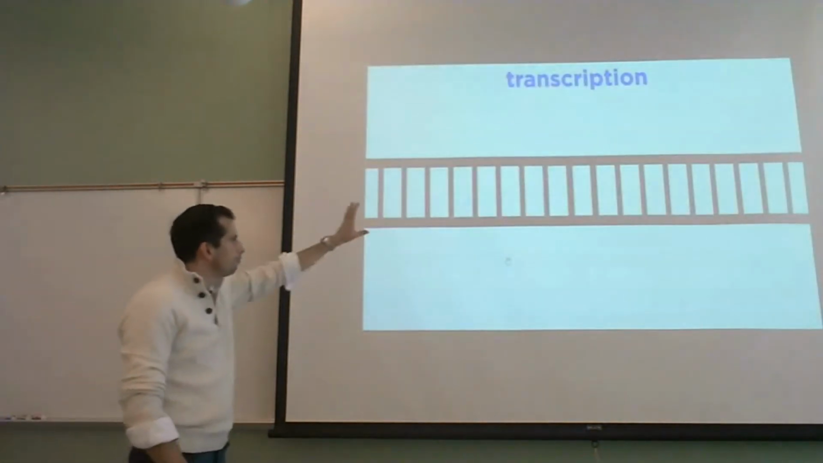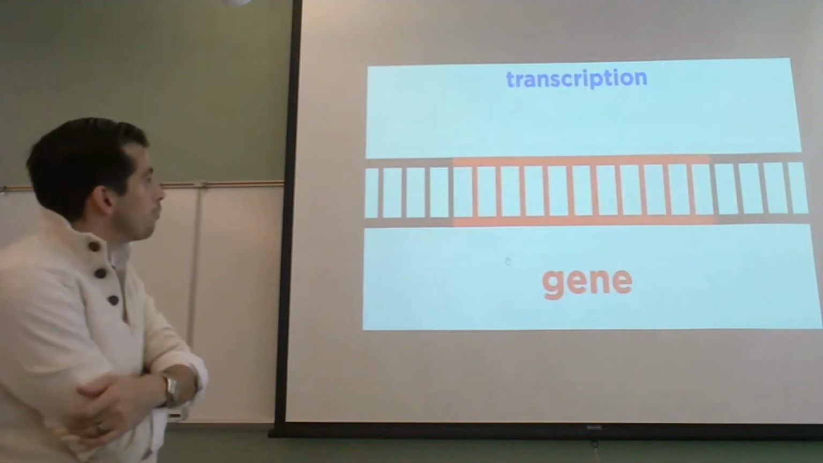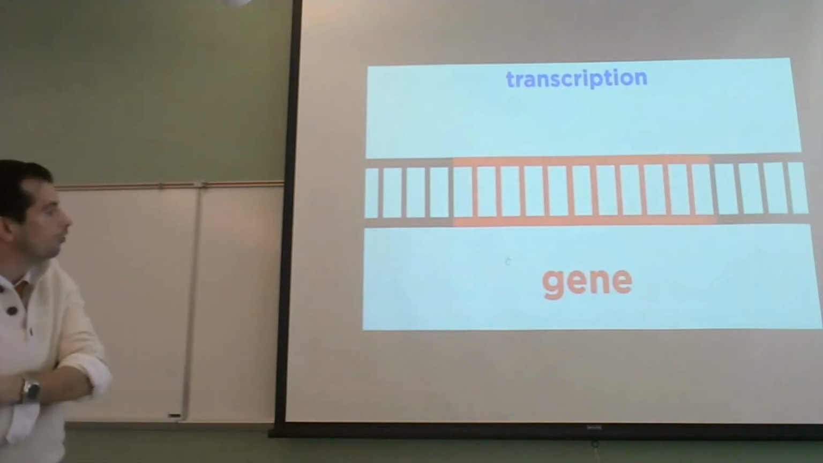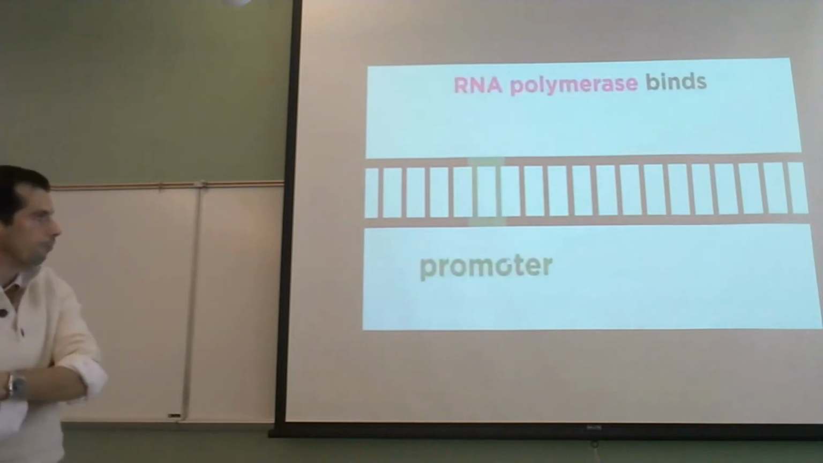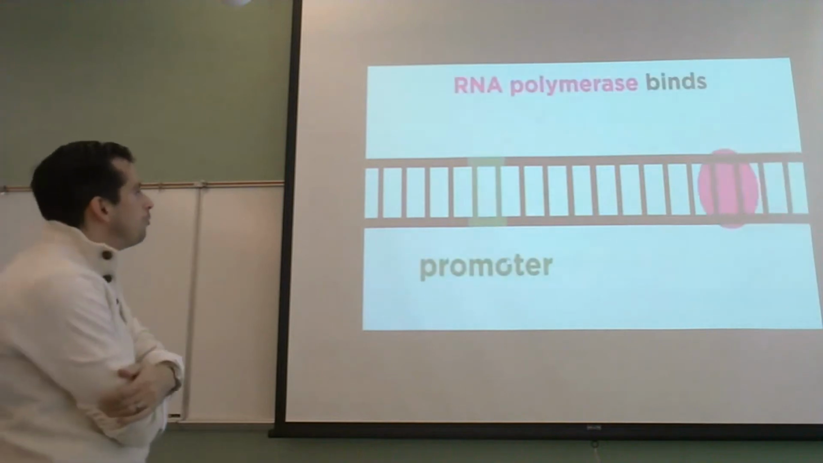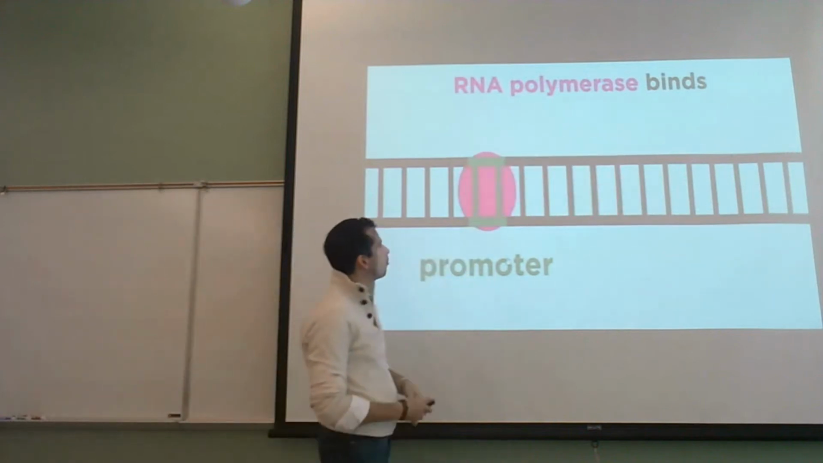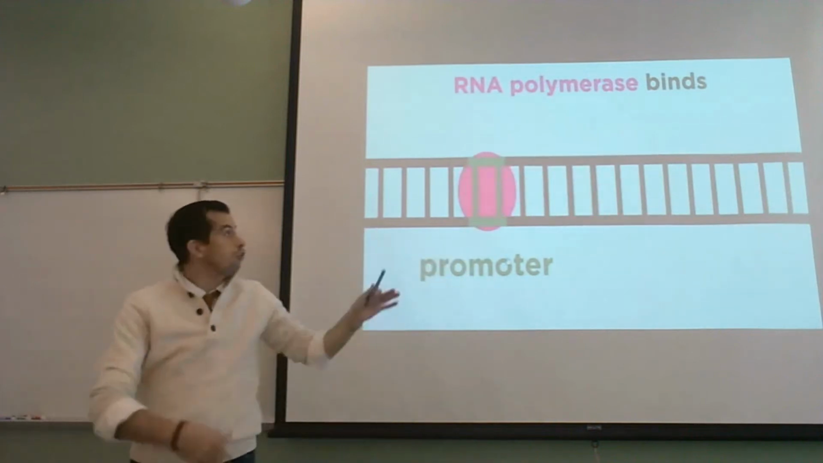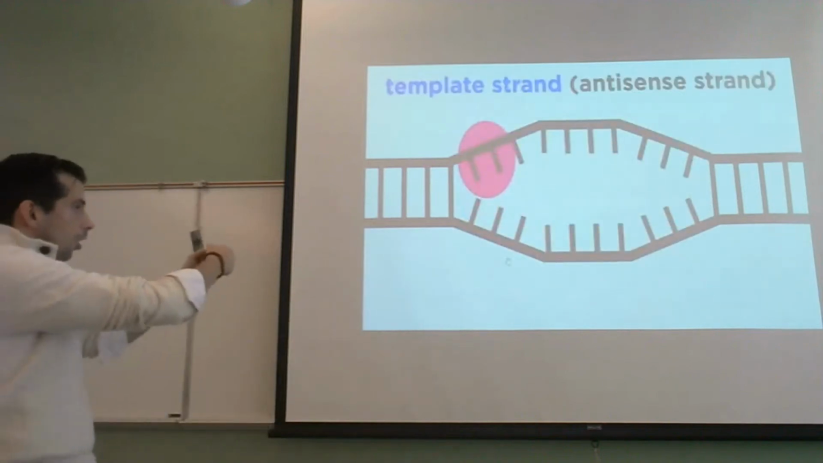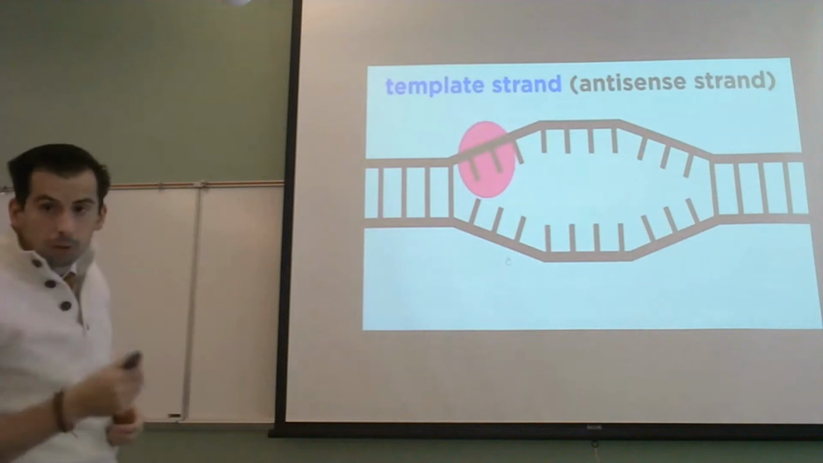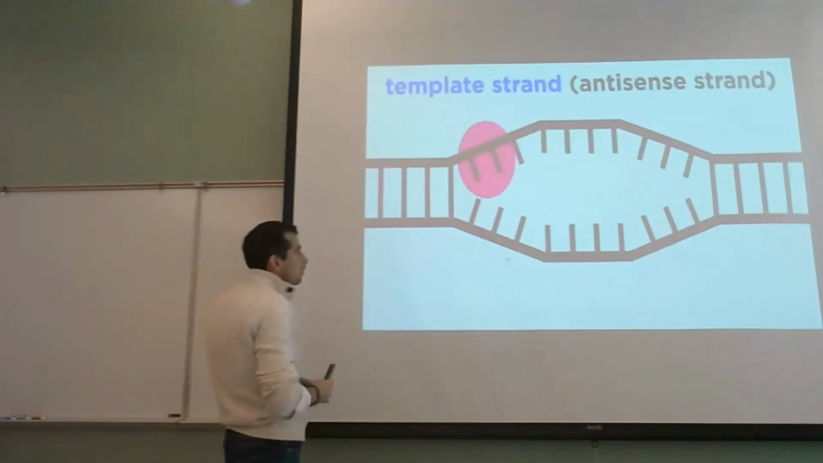So here's our DNA. We have a particular spot on that DNA called the gene. This is where the information for a particular protein is going to be stored. Just before we get to that gene, we have a segment here called a promoter. It's going to attract our RNA polymerase enzyme. It unzips the DNA temporarily, and we're looking at the template strand.